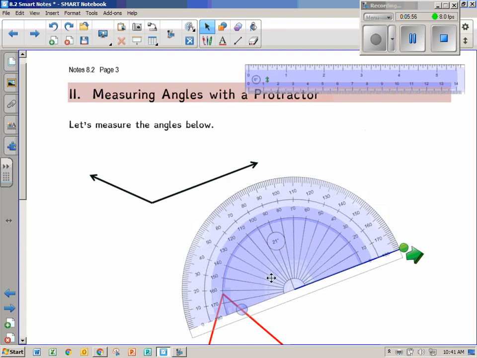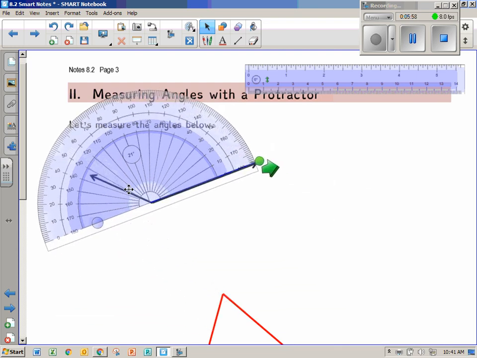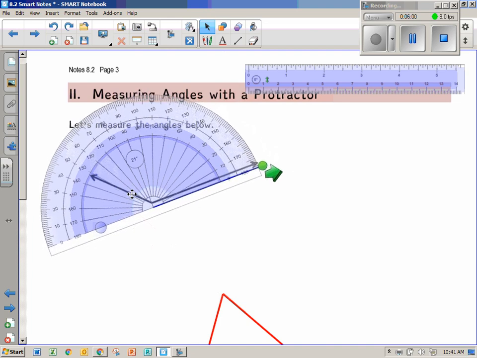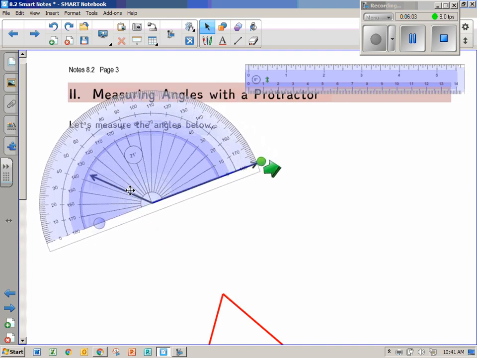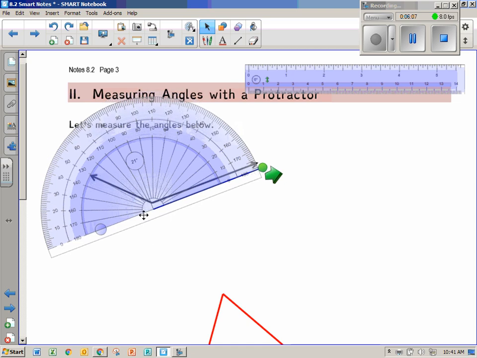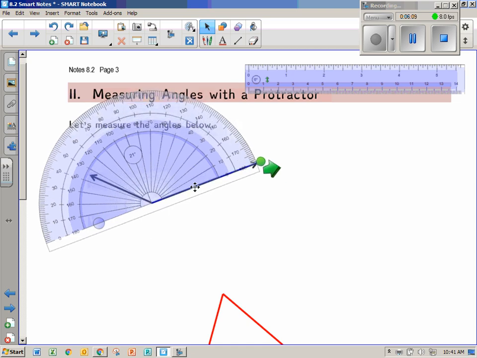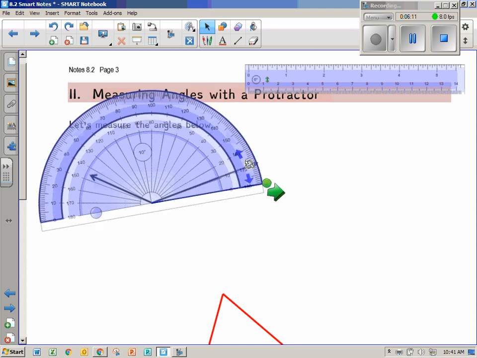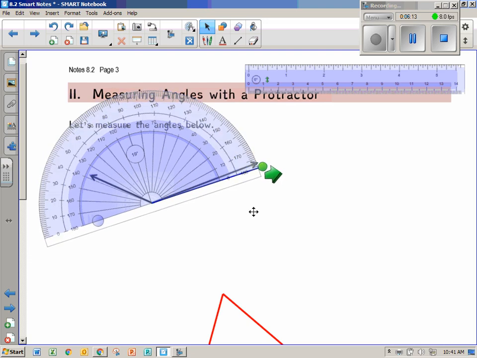So if I take my protractor, I want to put the bottom part right at the vertex of the angle. Now mine's pretty straight right now, but if you're off, like now I'm not on it because this bottom line is off. You want it to be overlapping the bottom of your angle.